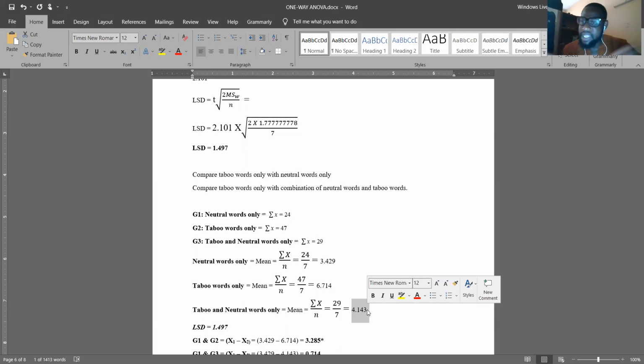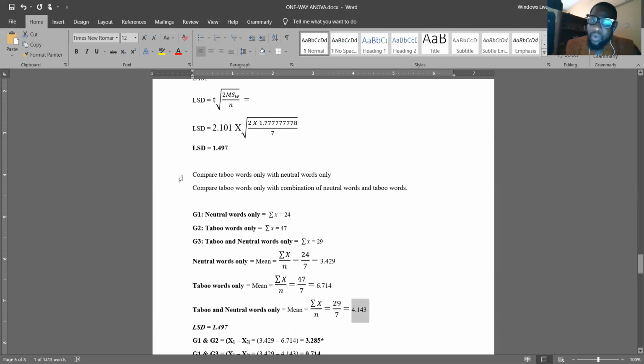So right now we know the means of the various groups. And we are supposed to find out whether taboo words only committed more errors than neutral words. When you check the means for taboo words, it's 6.714. Then neutral words is what? 3.429. It means that we need to find the difference between the two groups because our emphasis is on comparing taboo words and neutral words only. And for us to compare, we use the means. So that's what I've done here.